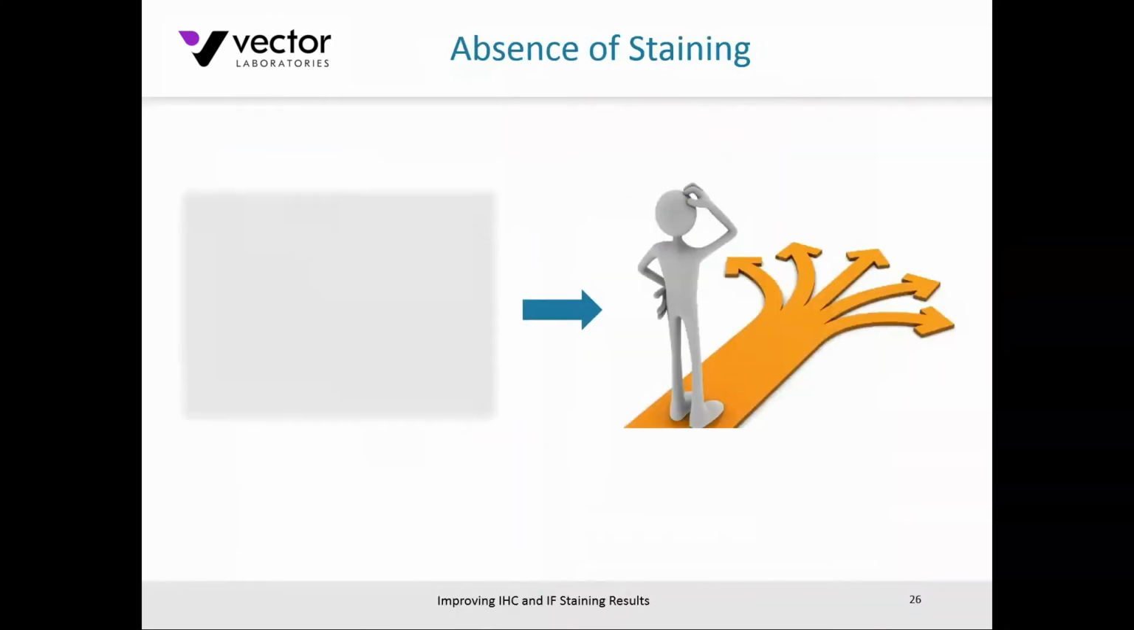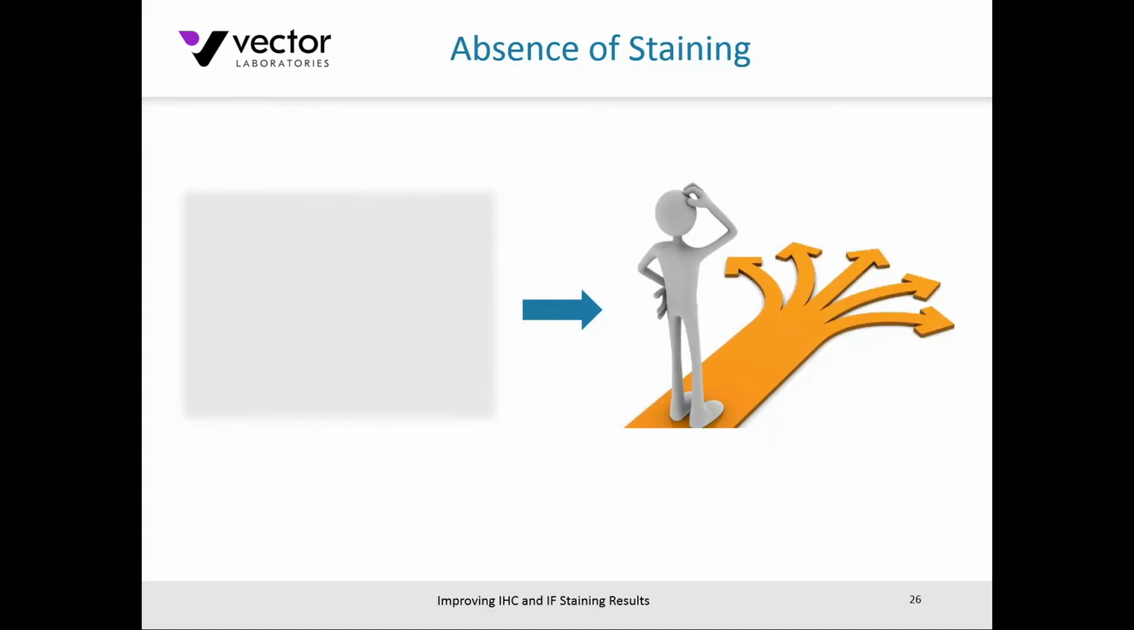Okay, let's work now on absence of staining. As I've indicated in this image here, this is a pretty big problem for some folks. Maybe, for example, they've been using a given application for a while, working great last week. All of a sudden, they come in on Monday morning, apply their reagents, do their staining, and they've got nothing.